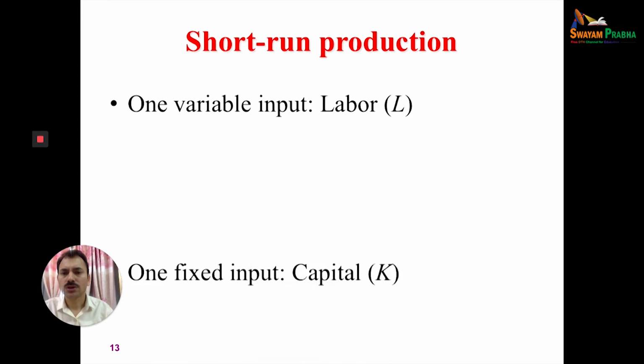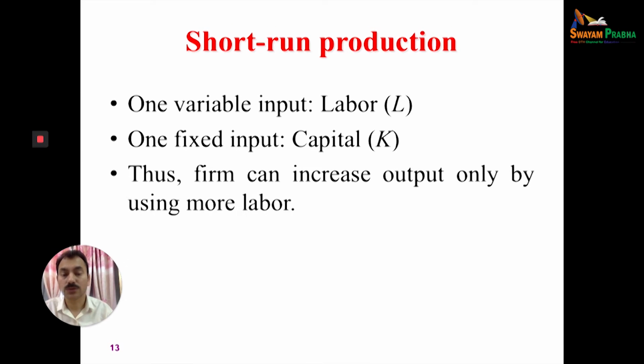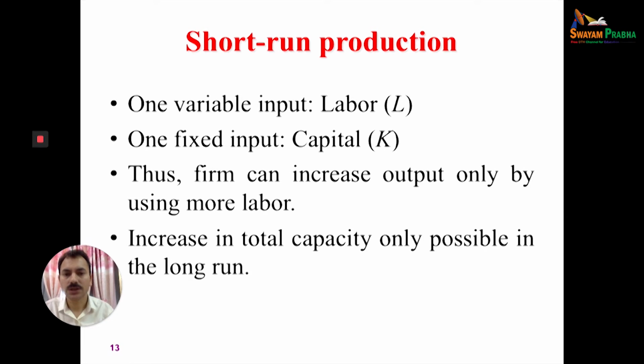Now, in the short run, there is only one variable input like labor and one fixed, that is capital. I have stated that labor and capital are important factors of production. Thus, a firm can increase output by using more labor in the short run, because capital, here we assume, is constant. Capital cannot be increased in the short run. Increasing the total capacity is possible in the long run, because all factors of production are variable, so the total capacity of the producer can be utilized.